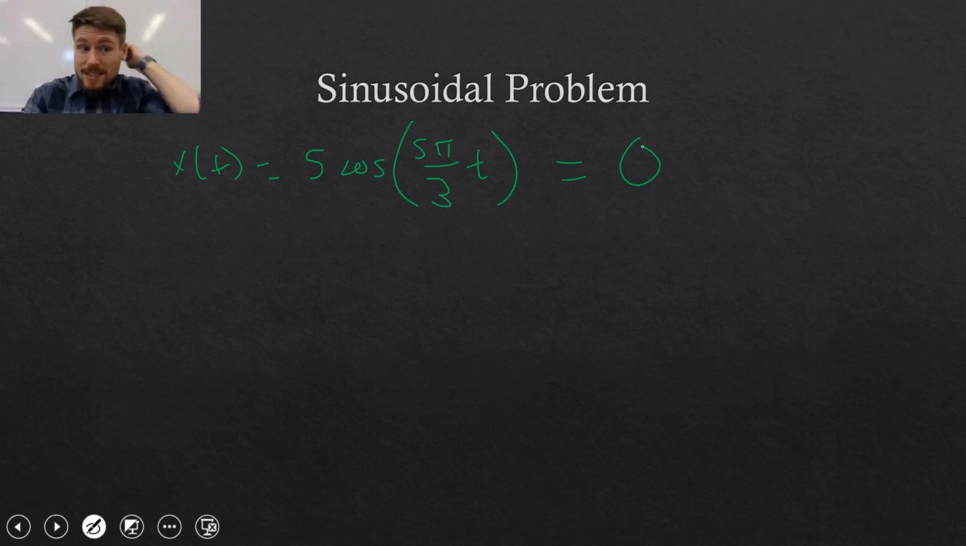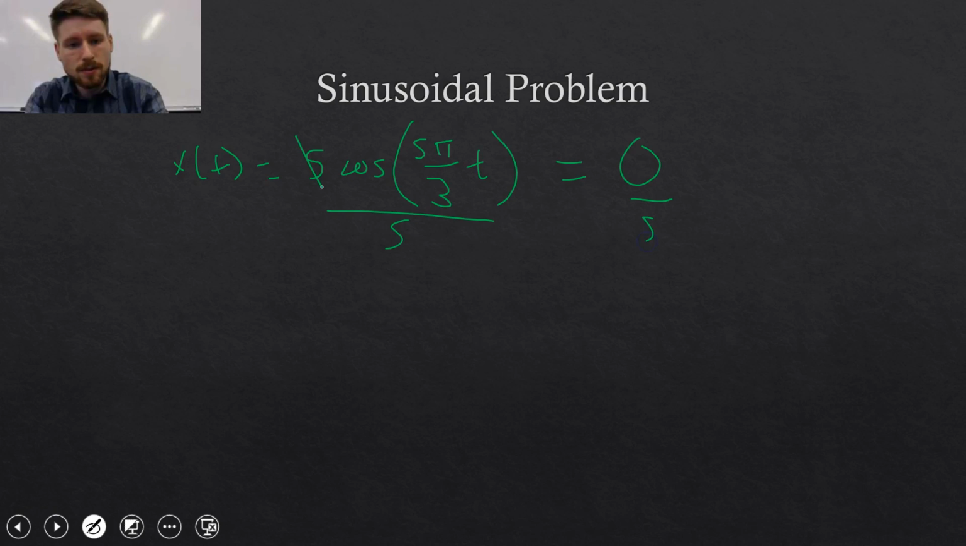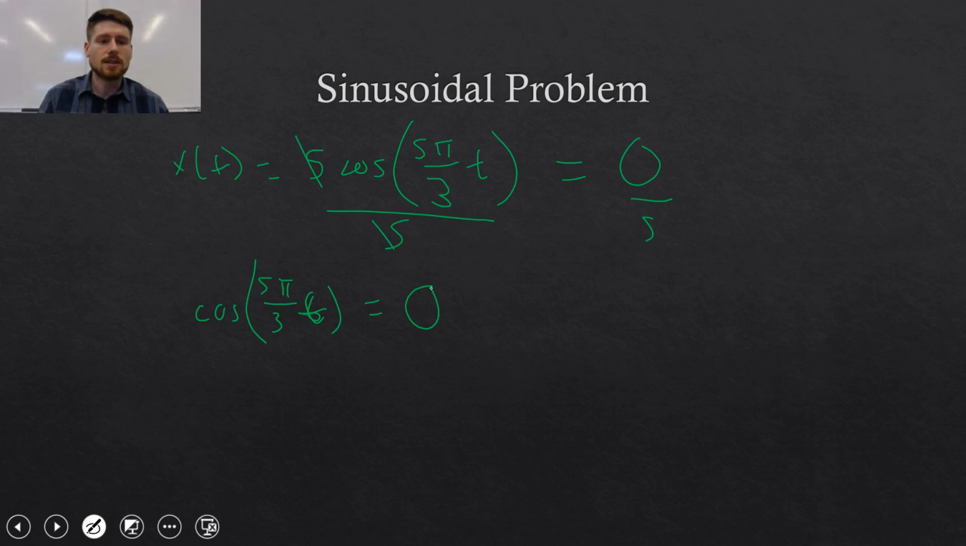So when is this equal to 0? That's when it's at its equilibrium, remember? So what are all the times when this is 0? Well, okay, let's go ahead and divide both sides by 5. Well, that doesn't do anything because 0 over 5 is 0. So we still have, when is cosine of 5 pi over 3 t equal to 0? So what t's would satisfy this equation?